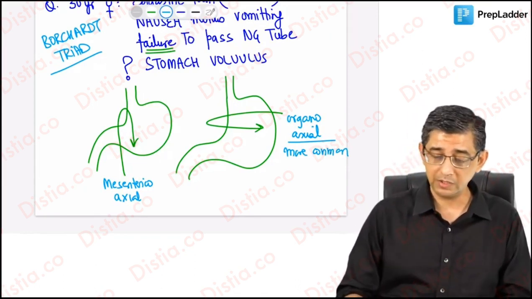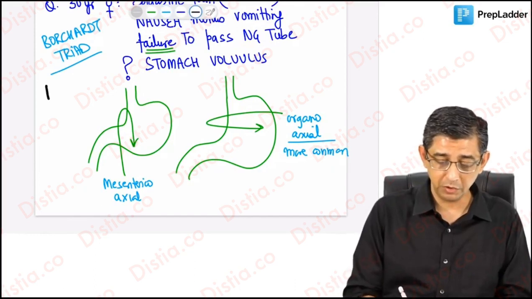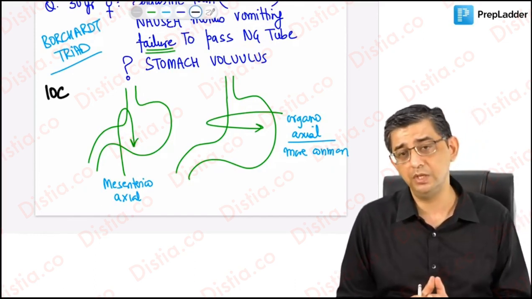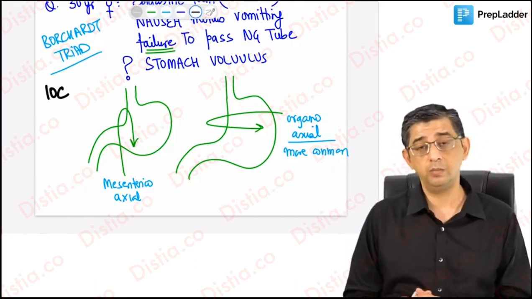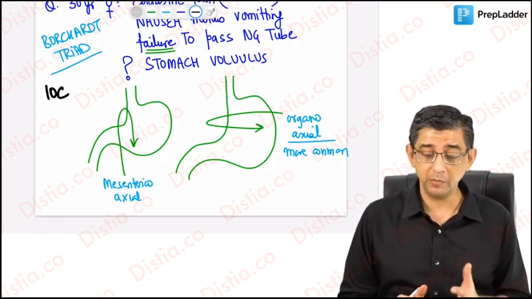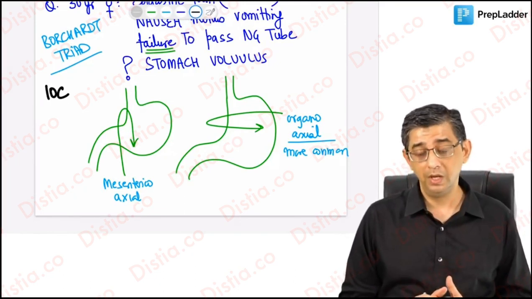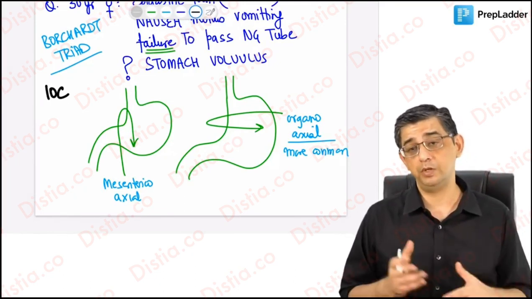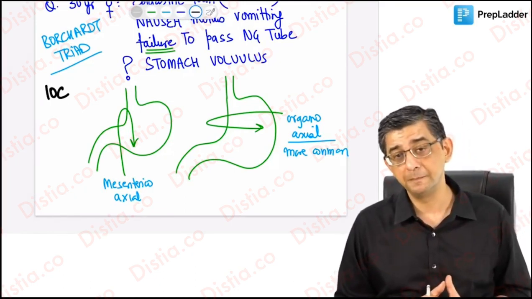What will you do in this case for diagnosis, the investigation of choice? Management will obviously be surgery. You'll have to open up the patient and get the stomach back into a normal situation. Otherwise, this chap has had it. There's a distinct possibility that they might even develop gangrene of the stomach because the stomach is folded on its own axis.